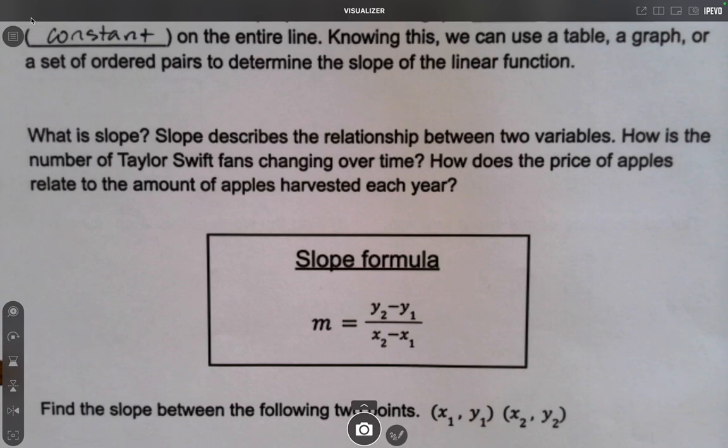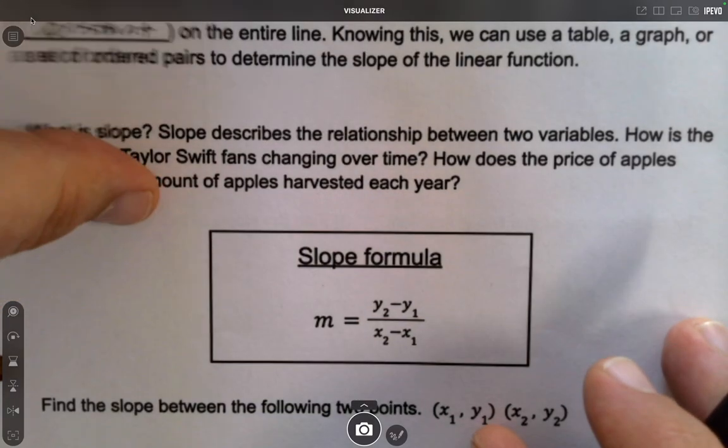Could also look at how the price of apples is affected by the amount of apples harvested each year. Because if the season was really good and there were lots and lots of apples, they're likely going to lower the price of the apples so they can sell more of them. Whereas if there's very few apples that are harvested because of a drought or because of bad weather, a hurricane, anything like that, prices are likely to go up because those who are selling the apples still need to make money, so they have to make more money off fewer apples.